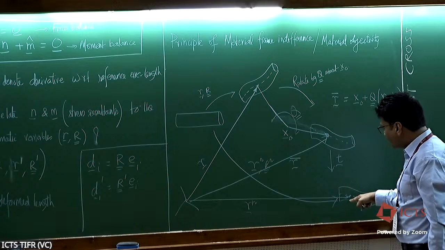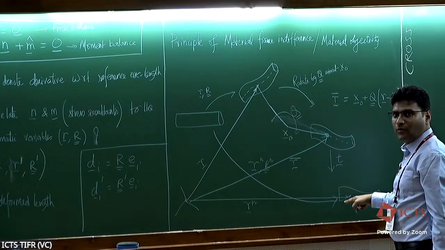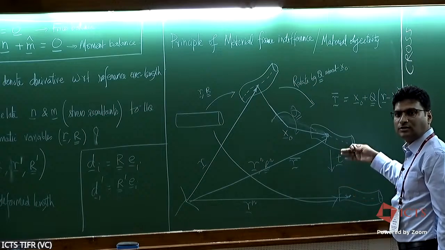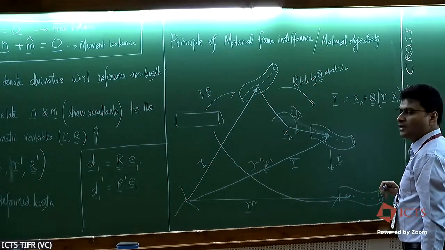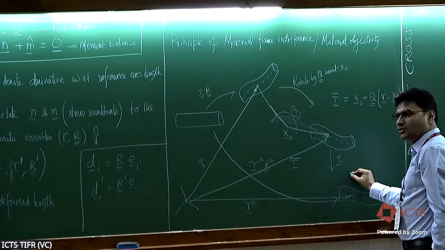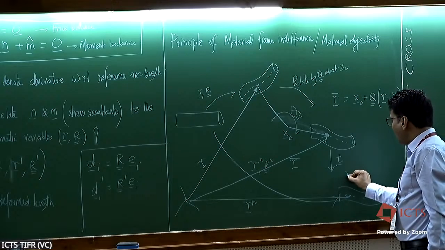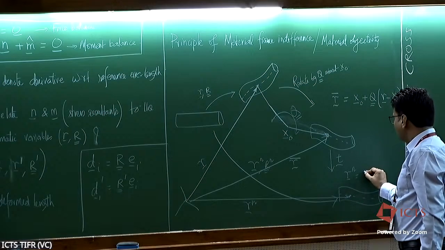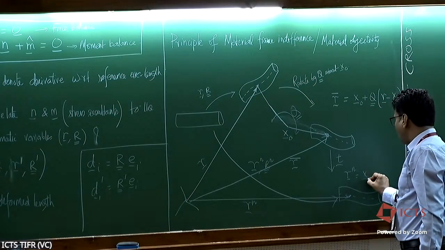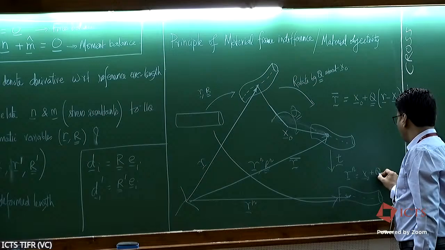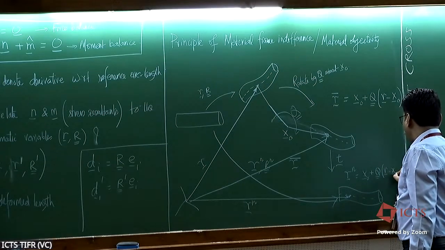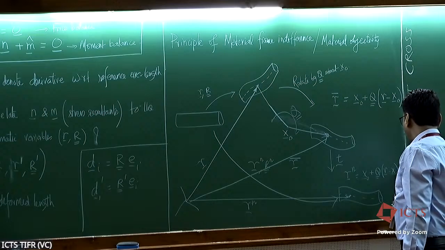And what is your r nu? Once you have r bar, you just add t to it, the rigid translation. Okay, so r nu is x naught plus Q into small r minus x naught plus t.